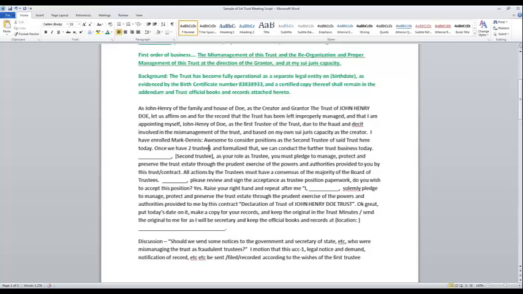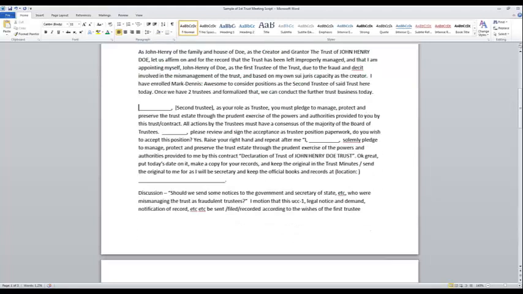Once we have two trustees, now we have formalized that. Once we both sign our acceptance as trustee documents, we can conduct further business of the trust today. Mark Dennis Awesome, in your role as trustee, you must pledge to manage, protect and preserve the trust estate through the prudent exercise of the powers and authorities provided to you by the trust, i.e. contract, the declaration of trust.